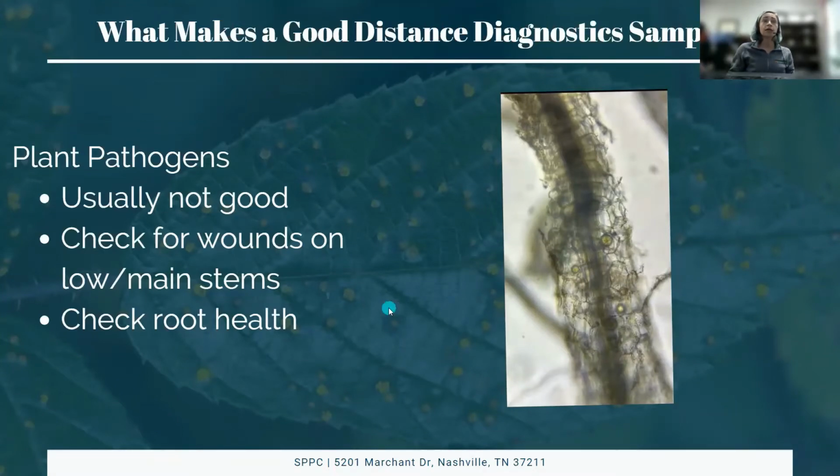So when we're looking at a plant and it looks sick, we always want to check for major wounds to the main stem and large lateral branches. And we also want to check the root health. So if our roots are white and healthy looking, that's great. If they're brown, if they're easily pulling off when we excavate and take a look at some of the roots on our larger woody plants, that's when we're going to want to send root tissue in for analysis.